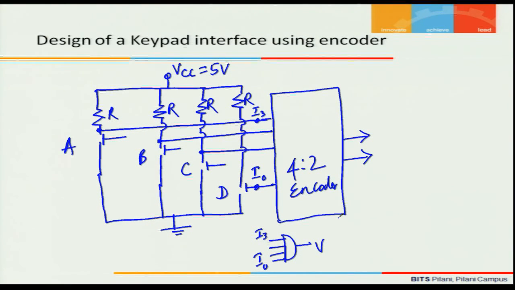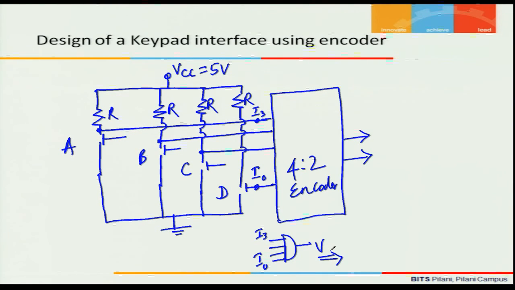Let us look at an example of a keypad interface using a 4:2 encoder. In this example, A, B, C, D are push button keys to be interfaced to a system which needs to understand which of those keys are pressed at a given point of time. So what we have done here is tap out a line from each of these keypad sections, called I3, I2, I1, I0, which is connected through a 4 input NAND gate with an output called V. V refers to valid here.